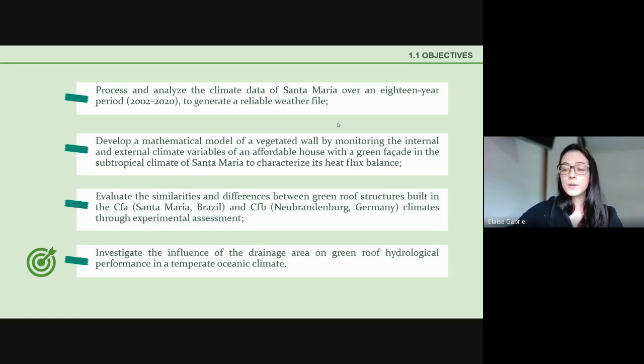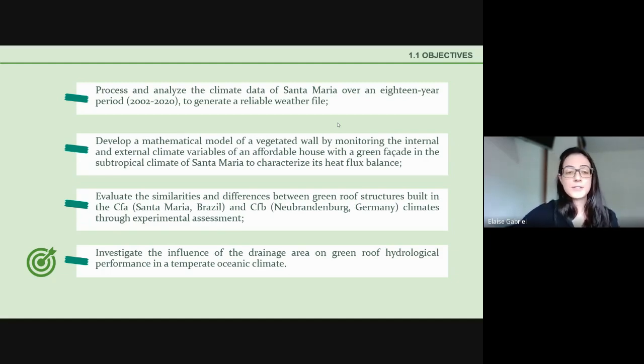So the first objective is to process and analyze the climate data of Santa Maria over 18 years to generate a more reliable weather file. The second objective is to develop a mathematical model of a vegetated wall by monitoring the internal and external climate variables of an affordable house with a green facade in subtropical climate of Brazil, and to characterize its heat flux balance.